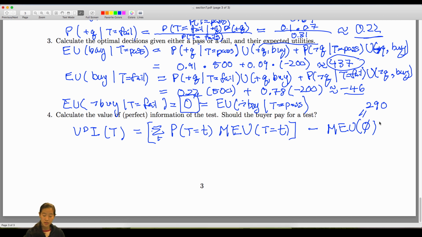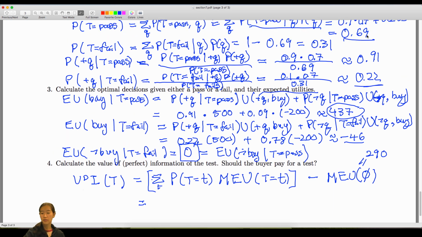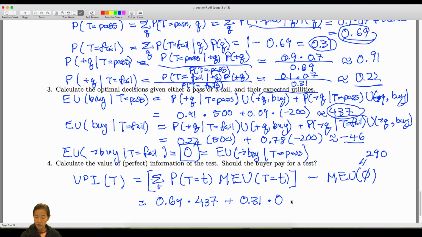So the two possible outcomes of this test are either it passes or it fails. The probability that it passes the test or fails the test was also calculated over here. So we have these two values. The probability that it passes is 0.69. We're going to multiply it by the maximum expected utility, which is here, 437. The second result is that it fails. The probability of it failing is 0.31. We're going to multiply that by the maximum expected utility, which is 0. And then we're going to subtract the maximum expected utility of no information, which is going to be 290.